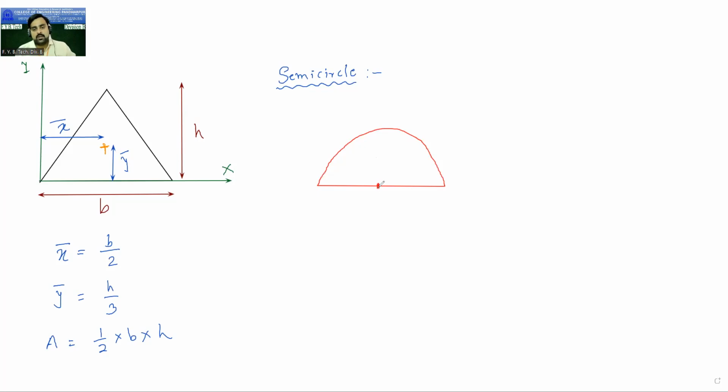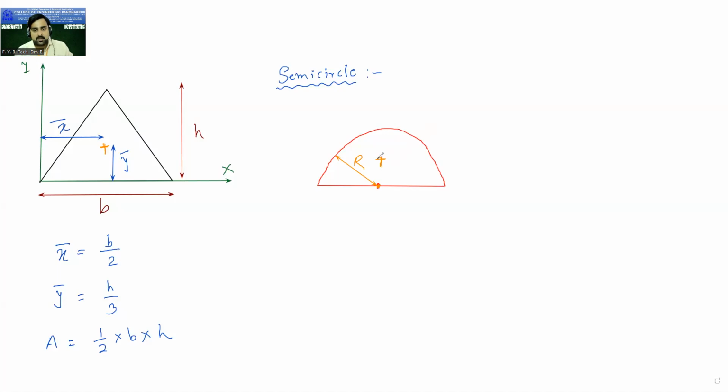On this point you can keep your compass and draw with a radius. See, this is your radius R. If you keep the point of the compass on this point and with a radius R, you can draw a semicircle. This is the semicircle. So the centroid of the semicircle may be situated somewhere here.